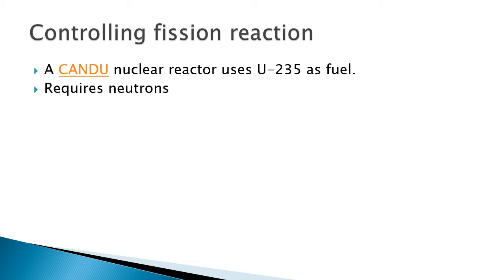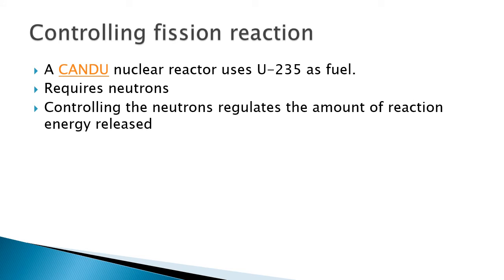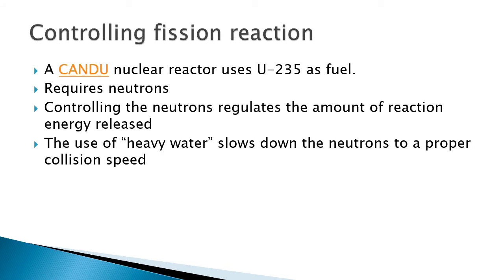This requires neutrons, and this essentially requires a neutron gun that regulates the amount of reaction energy that is actually happening. And then we use water to also control how fast these neutrons are spreading around. We use heavy water to slow down these neutrons to form proper collisions so we can actually control the nuclear breaking apart of this uranium so we can harvest energy and not just have this huge nuclear reaction get out of hand on us.